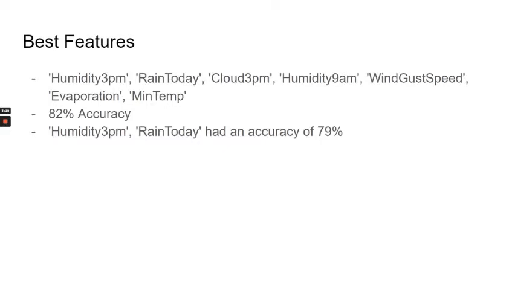The variables that all add accuracy are, in order: humidity 3 pm, rain today, cloud 3 pm, humidity 9 am, wind gust speed, evaporation, min temp. The final accuracy was 82.4% using these features, but humidity 3 pm and rain today had 79% by themselves.